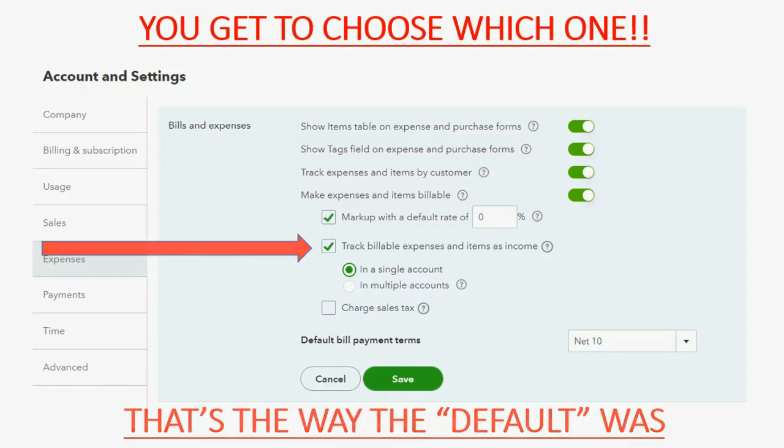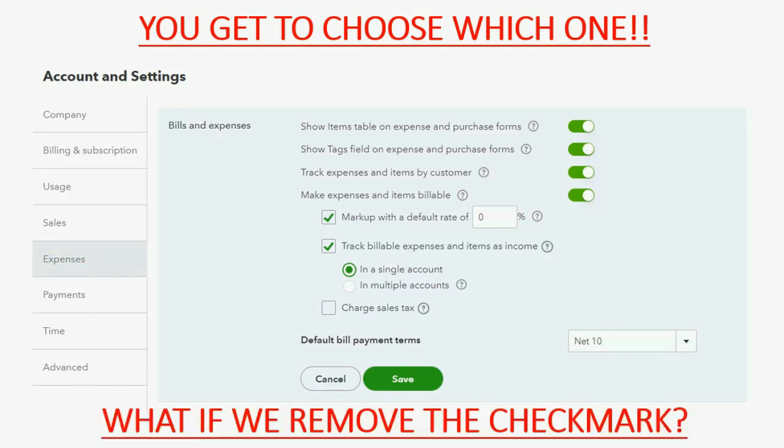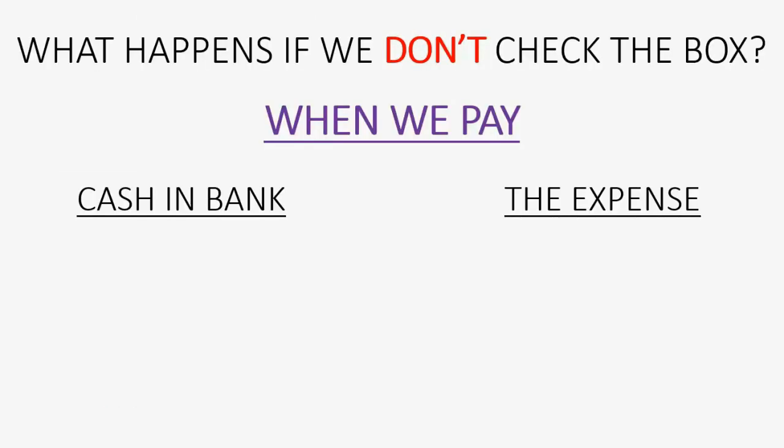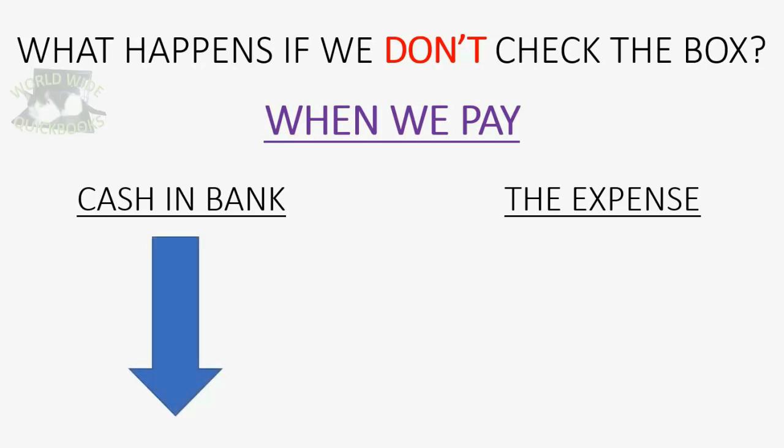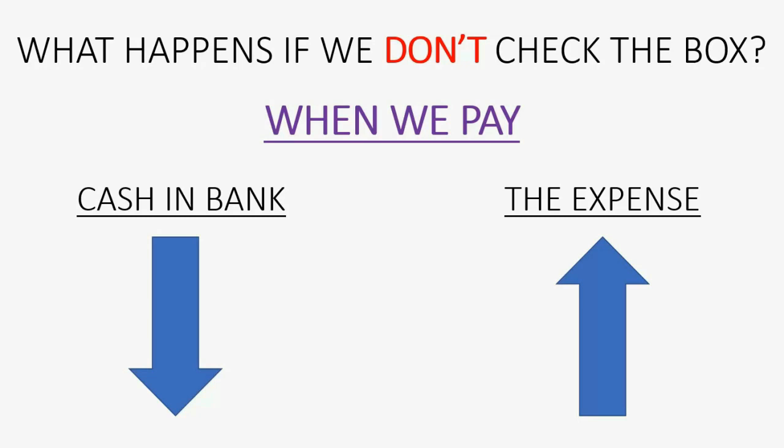But what would happen if we removed the check mark? Well, if we removed the check mark, and then of course, we click on it to remove it, we would click Save, then we would click Done, then this would be the behavior. When we pay, the behavior would be the same. The cash and bank would go down, and the related expense that we paid for would go up, exactly the way it did in all prior videos.